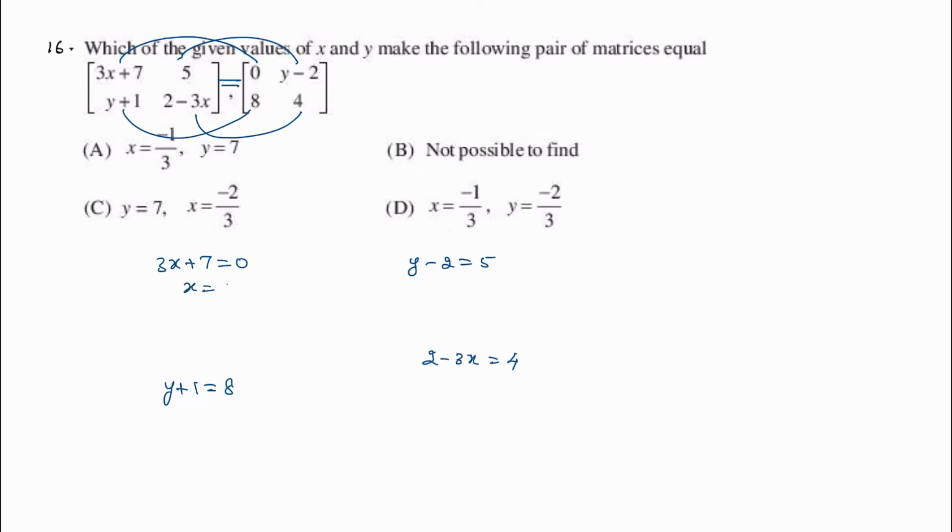Let us solve for x. We get minus 7 over 3 from the first equation, and from the fourth equation, we get x as minus 2 over 3. We don't get the same answers for x, therefore the answer is not possible to find. Whereas here y values are same. By solving two different equations, if we get two different answers for x or y, we should say that not defined or not possible to find. So the correct option is B.